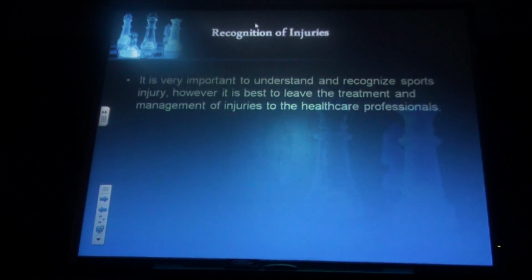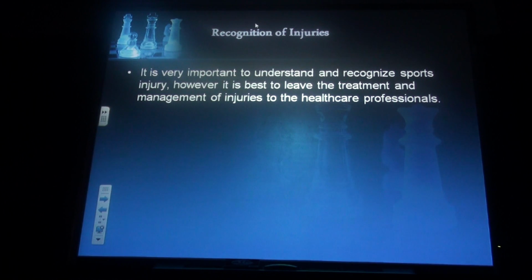Okay, now we're gonna talk about recognizing injuries. It's very important to understand and recognize sports injury. However, it is best to leave the treatment and management of injuries to the healthcare professionals. We need to understand them. You need to be able to recognize them, but you also don't need to step out of what they call the scope of practice. You don't need to do things that you don't know how to do, like try to put things back in place or try to move things that you don't know how to treat.